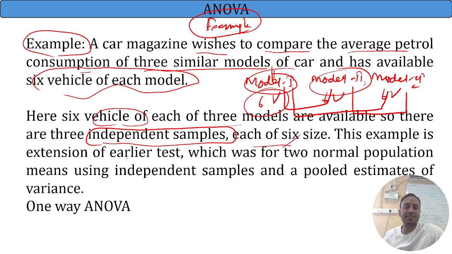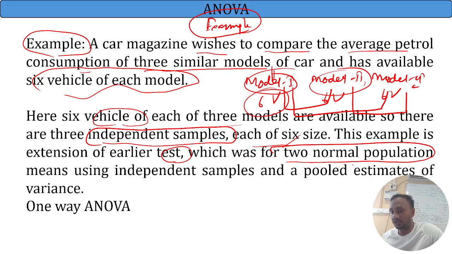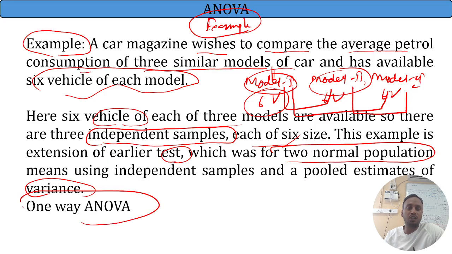This example is an extension of the earlier t-test I told you about, which was for two normal populations, because the sample size is lower and we also have the assumption that a sample taken from any population is normally distributed. So using independent samples, a pooled estimate of variance. This applies to the one-way ANOVA. I think this example will be clear, is it?